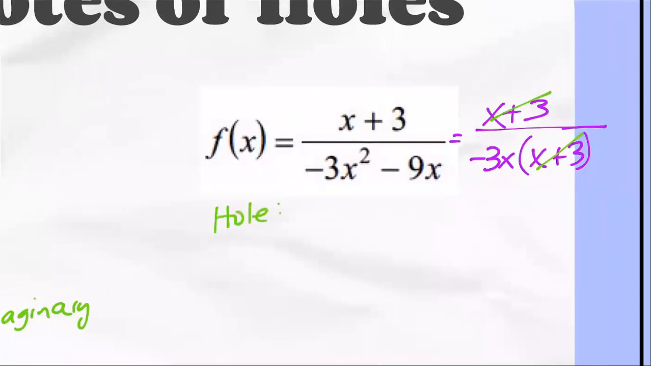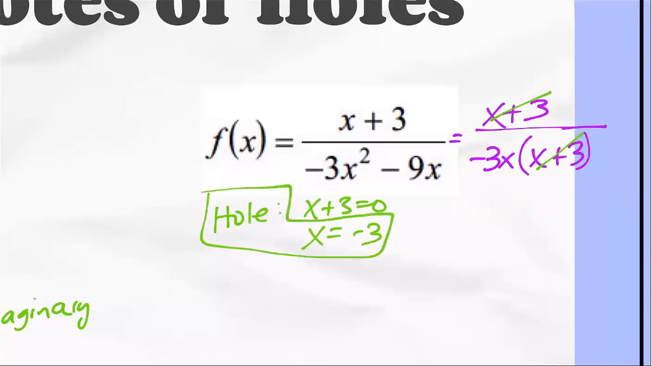So I do have a hole. At what value? Well, I do the same thing. I set it equal, and I see that I have a hole at x equals negative 3. So that means if I plug this number in, it would be undefined. It would give me that 0 on the bottom, but this really does simplify, so it changes the graph some. So it's not an actual asymptote, it's what's called a hole.